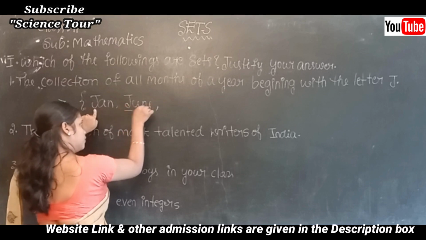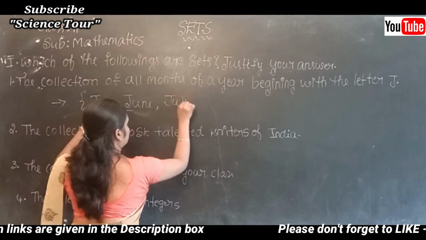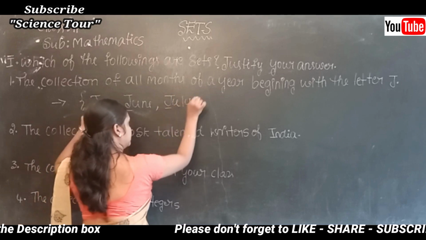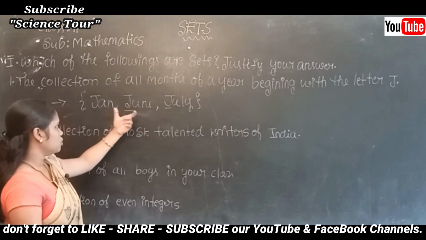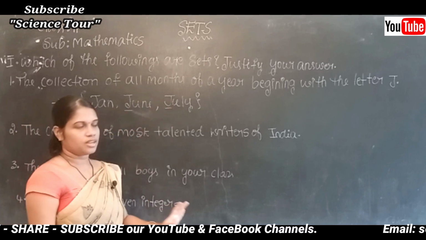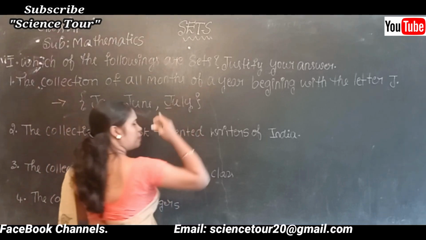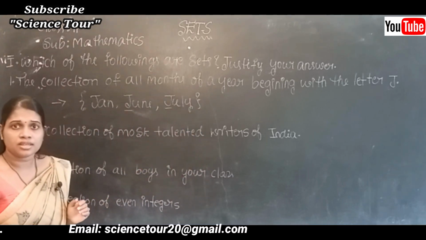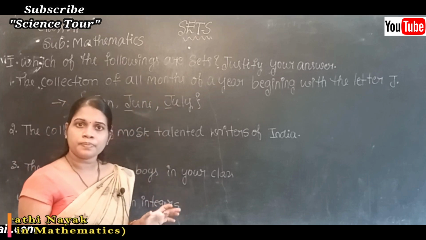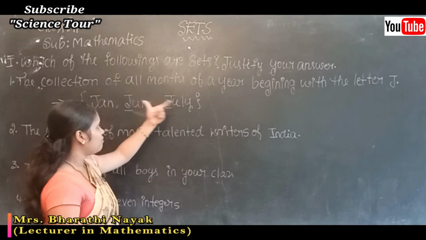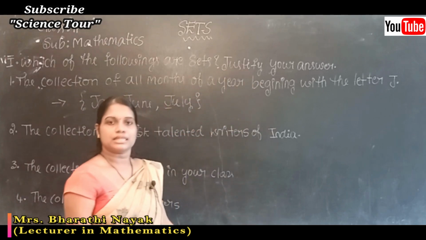Yes, June will start with the letter J. Next, July. So July will start with the letter J, isn't it? Yes, right? There are 3 months which will start with the letter J, right? Okay. See, this collection is particular in number, isn't it? Yes. And also, can I say this is a well defined collection? Yes. So since it is a well defined collection, this is an example for a set.